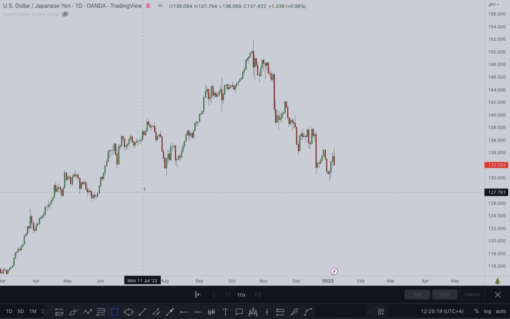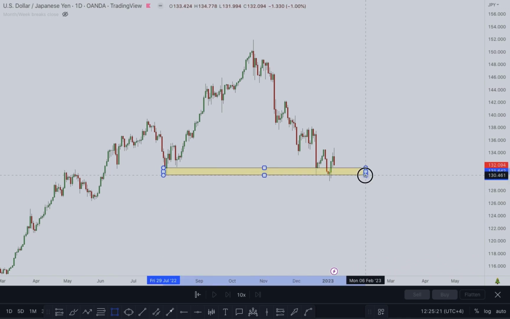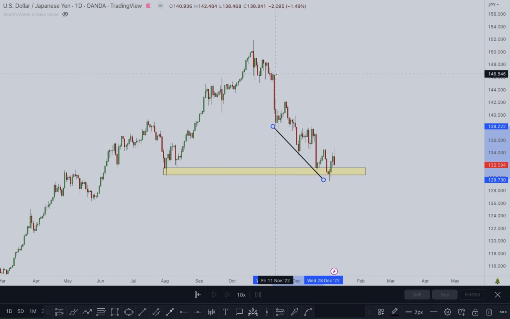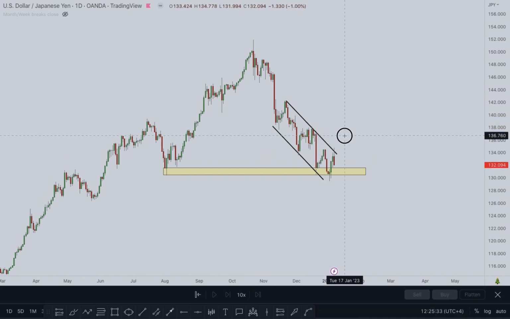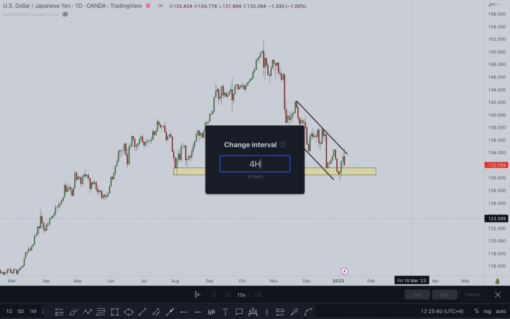So we have our area of value right here. This is our area of value, and then we can see how price is approaching this level, right? We had this impulsive movement, and then price started correcting, right? So this could also be a possible reversal move to the upside if you understand patterns, right? So let's go down on the 4 hour time frame.